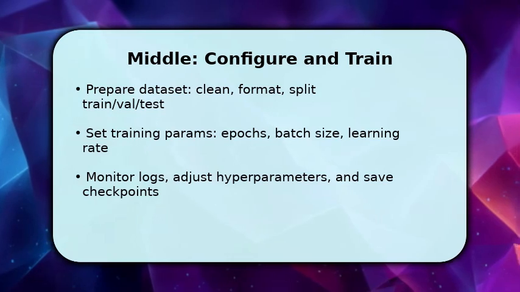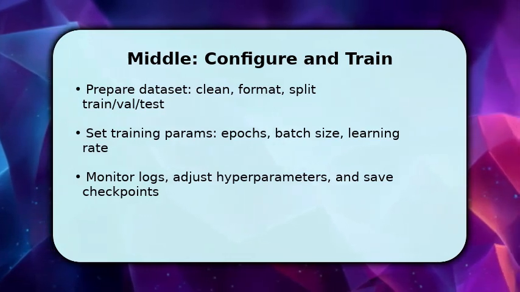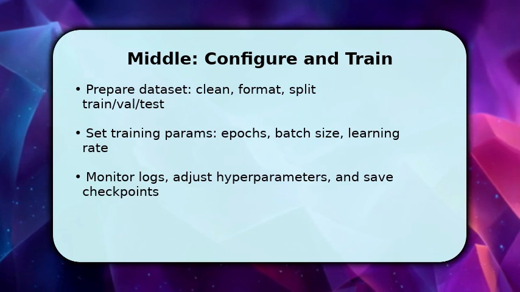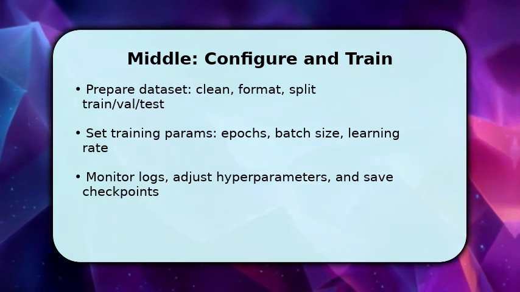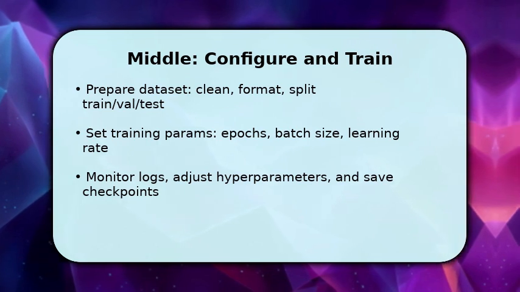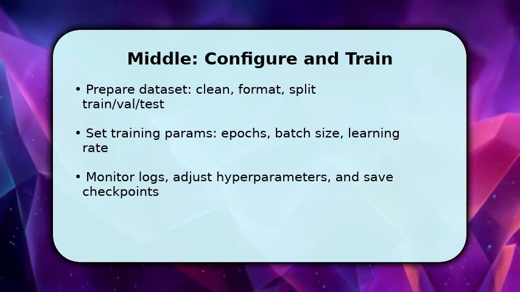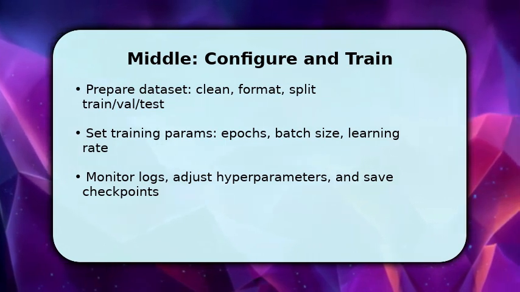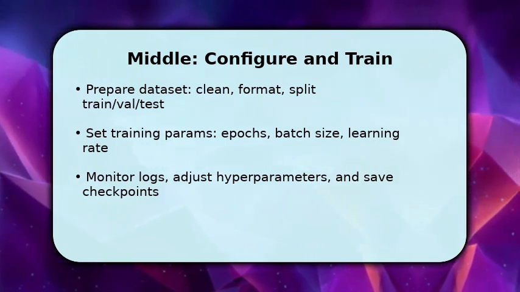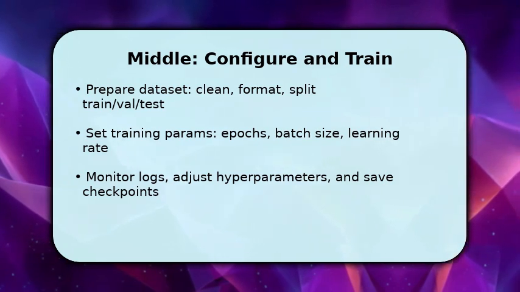Now you prepare data and training. Upload cleaned, labeled datasets in supported formats and define train/validation/test splits. Then configure training parameters: epochs, batch size, learning rate, based on dataset size and model complexity. Start a training job and watch live logs and resource metrics to catch bottlenecks early.